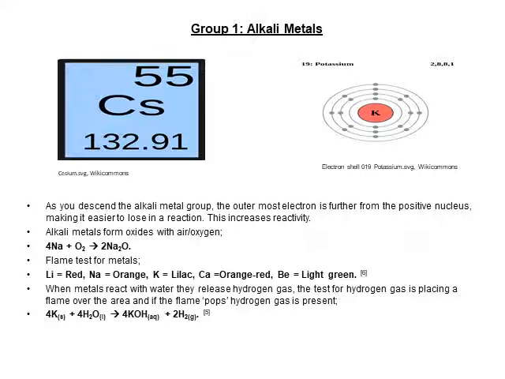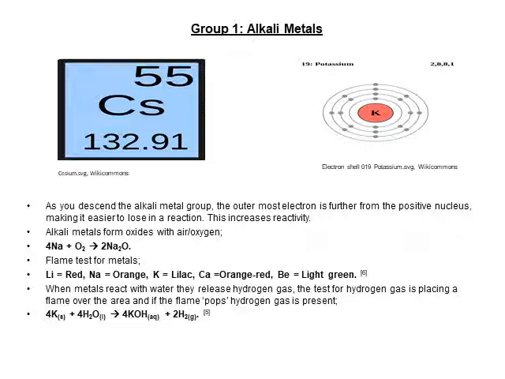Group 1, the alkali metals. As you descend the alkali metal group, the outermost electron is further from the positive nucleus. The outermost electron is also known as the valence electron, and that's the one in chemistry we're most interested in, because that's the one that will be swapped, or the shell that will gain an electron in a reaction.